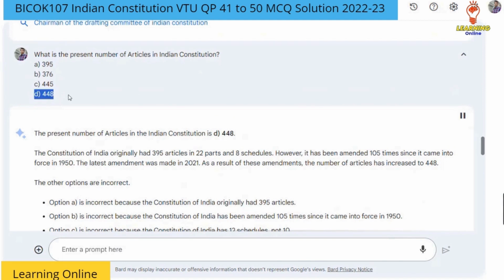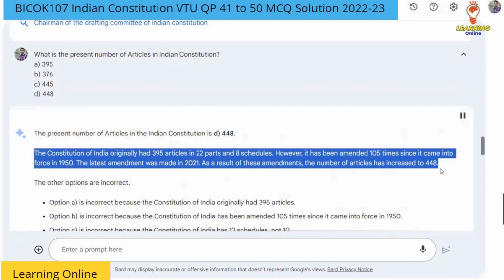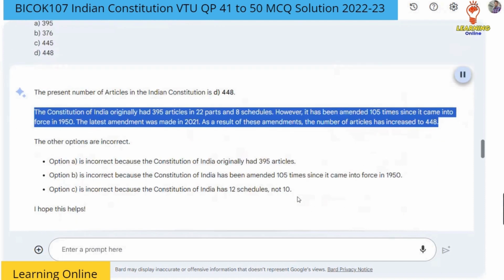The present number of articles in the Indian Constitution is D. 448. The Constitution of India originally had 395 articles in 22 parts and 8 schedules. However, it has been amended 105 times since it came into force in 1950. The latest amendment was made in 2021. As a result of these amendments, the number of articles has increased to 448.